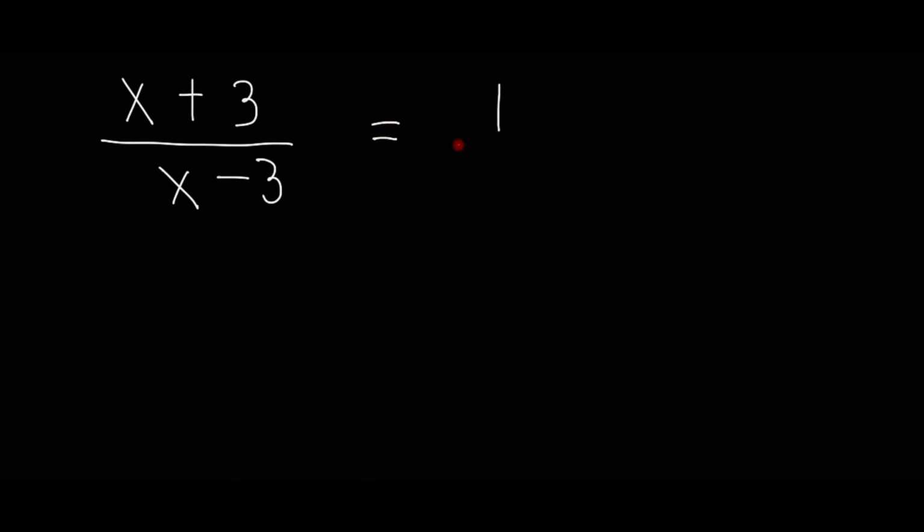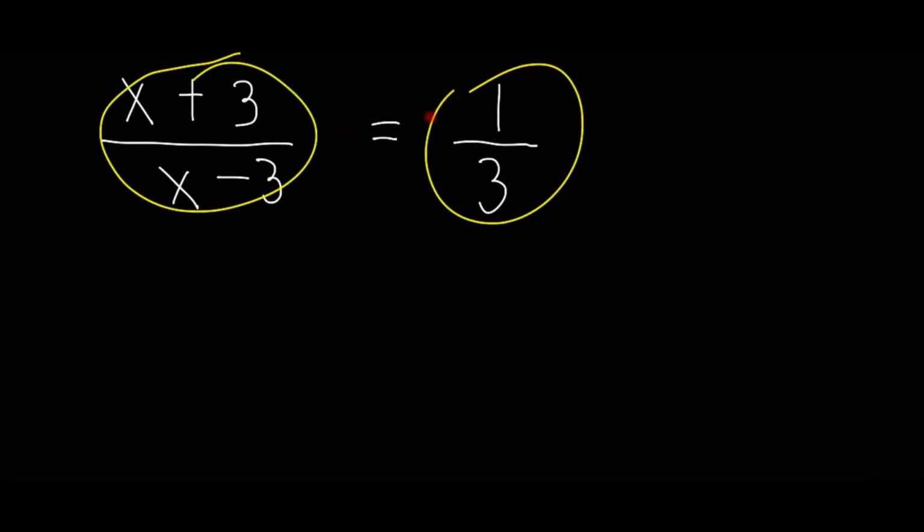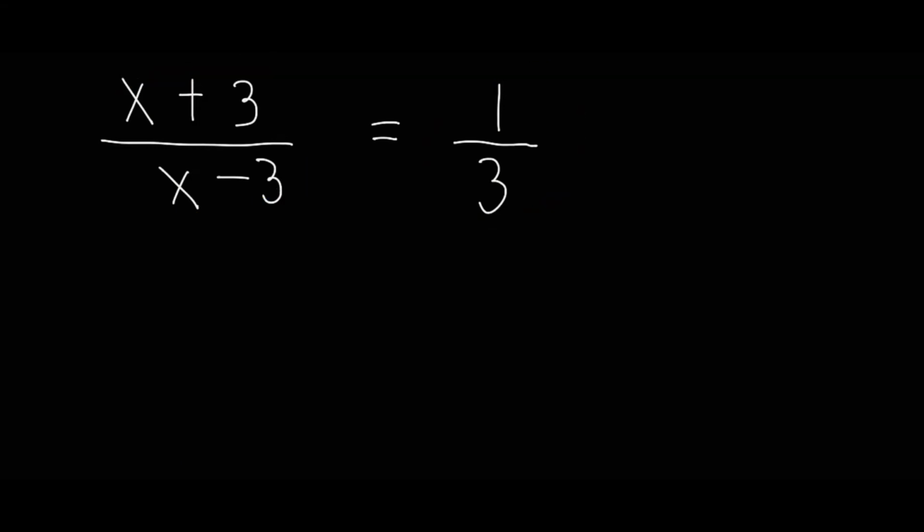And then what about x plus 3 over x minus 3? Let's say it equals 1 over 3. Still only two fractions, because we have only this fraction and this fraction, separated by the equal sign. So we are going to cross multiply.